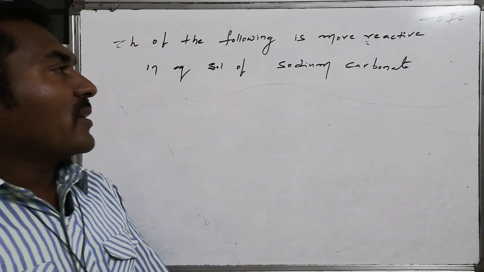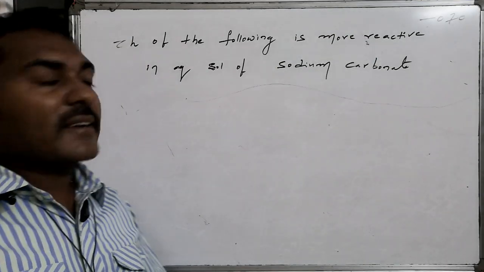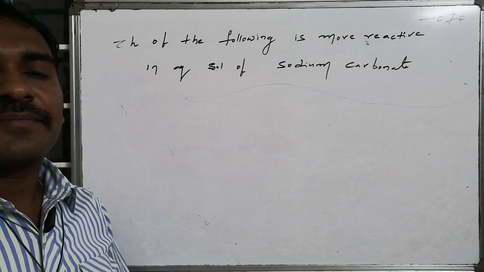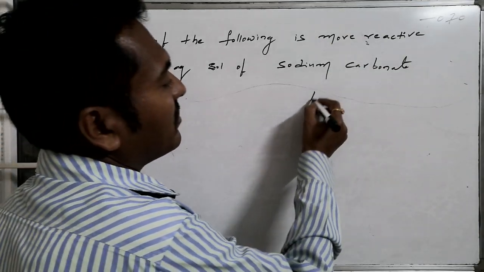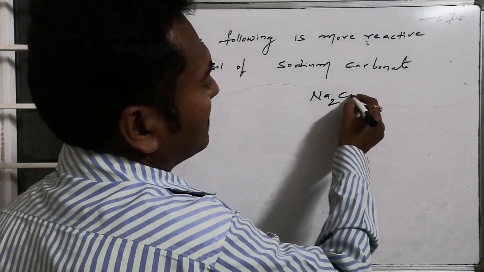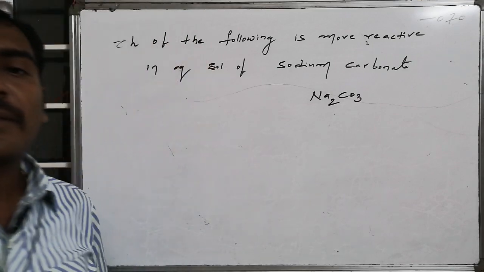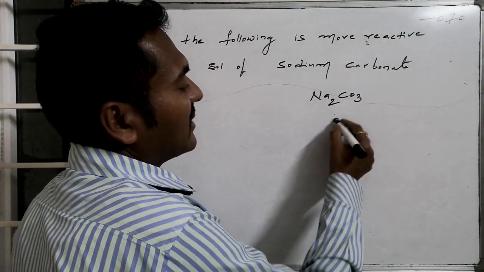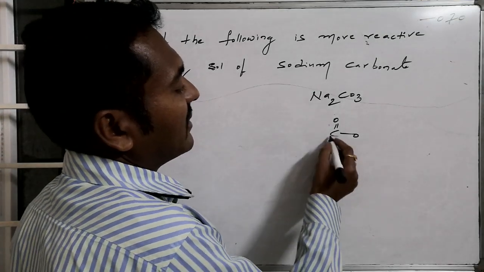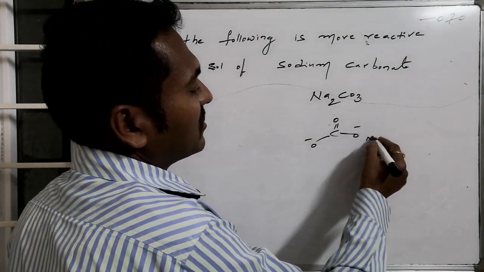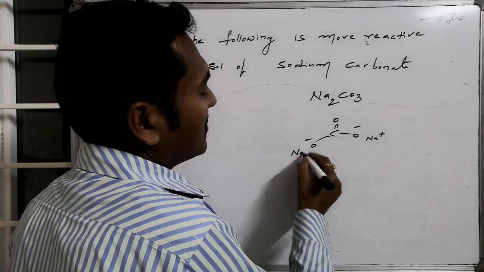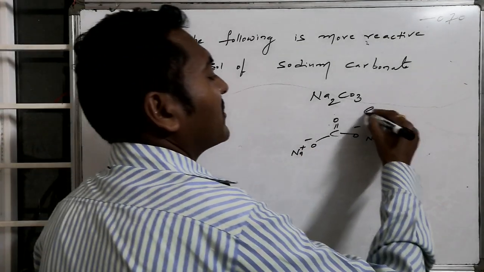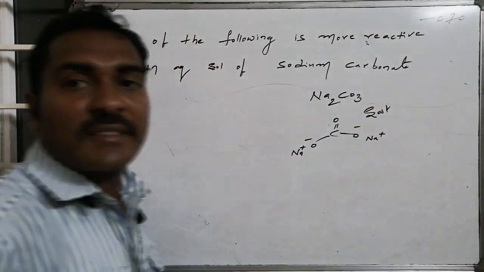Which of the following components is more reactive in aqueous solution of sodium carbonate? If we go for the nature and the formula of sodium carbonate, we formulate it as Na2CO3. The structural information shows sodium plus connectivity on both sides. We claim it as Na2CO3. It is a salt.